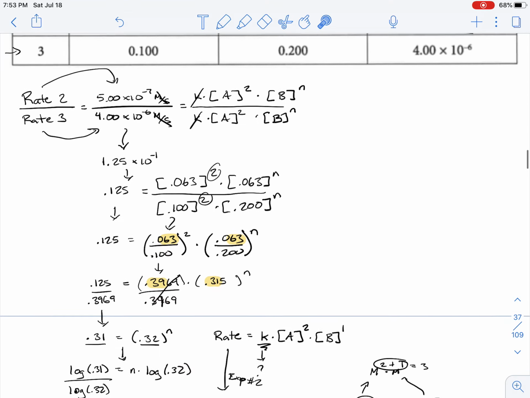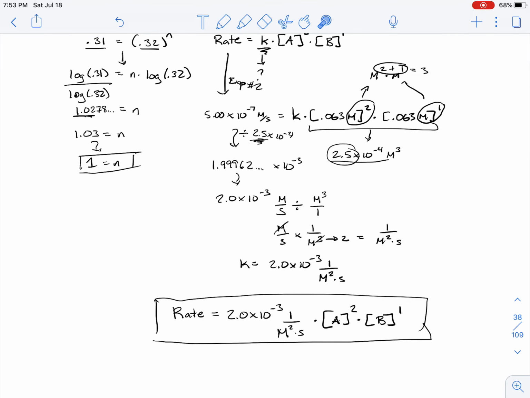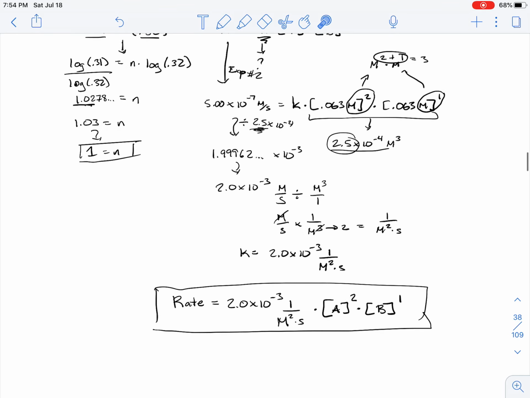All right, so hopefully you guys better understand how to solve for the orders of reaction, as well as the rate constant k, as well as its unit, through these two examples.